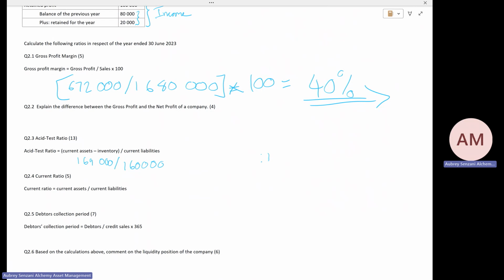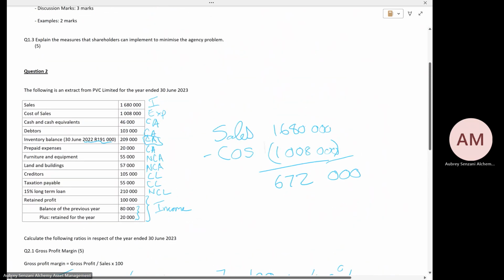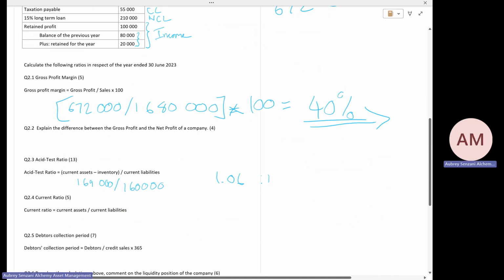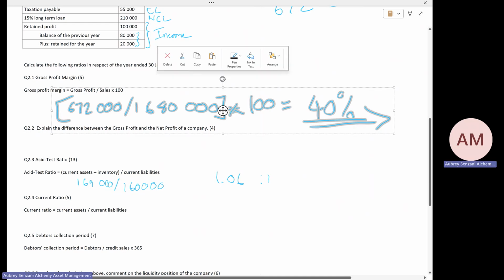Okay. So what do we get? 169,000 divided by 160. What do we get? 1.06. Okay. Now you must comment as well to say, is this good or is this bad? Yeah, better safe than sorry. And especially if you're seeing 13 marks. Definitely.